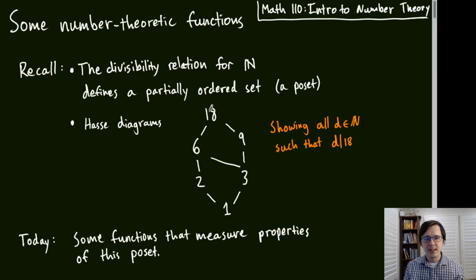So for example, looking inside the natural numbers at all those divisors of 18, we have, for example, 6 divides 18, 2 divides 6, and also transitively 2 divides 18, because we don't show lines that are just implied by transitivity. So today we're going to talk about some functions that measure properties of this poset, and in particular, the subposet of all the divisors of a particular number.